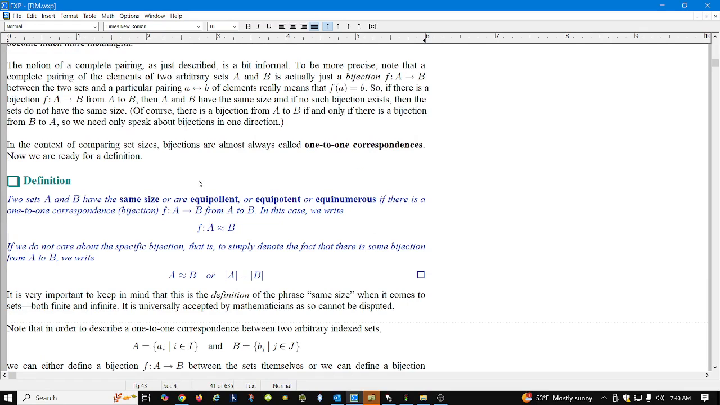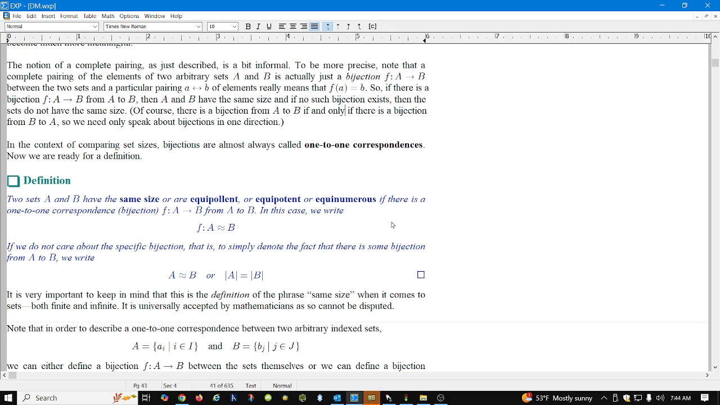In the context we're talking about here of comparing set sizes, bijections are almost always called one-to-one correspondences. But the two concepts are the same, just different terminology. So we're now ready for a definition. Two sets A and B have the same size, and that now for us is a technical term, same size. Other terms are equipollent, equipotent, and equinumerous.